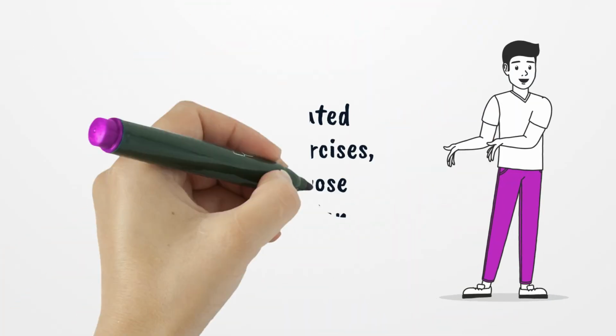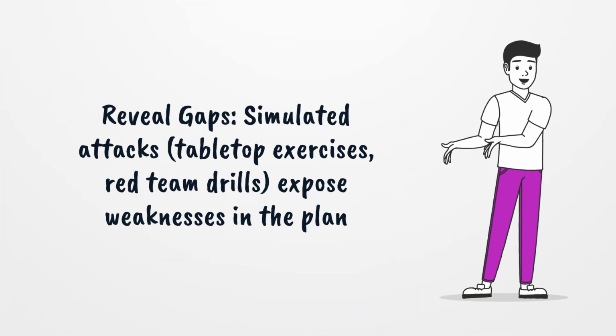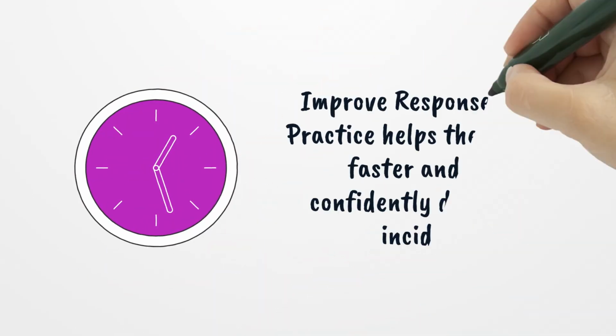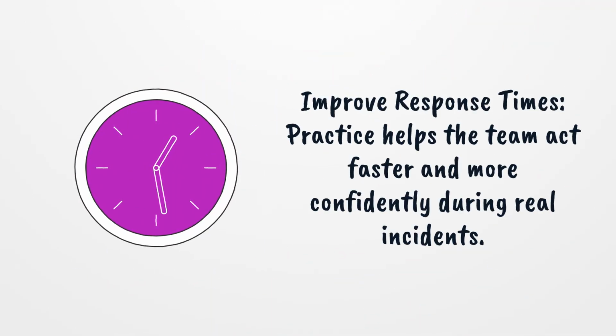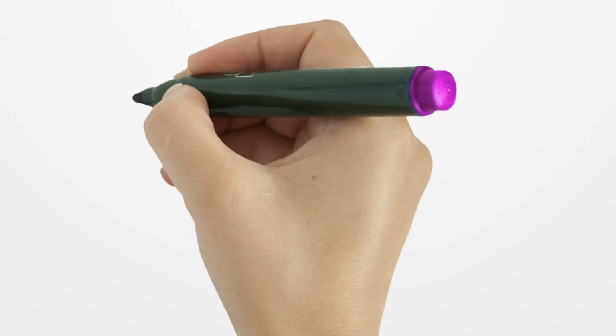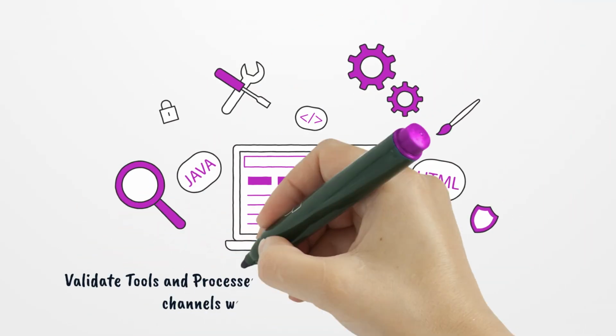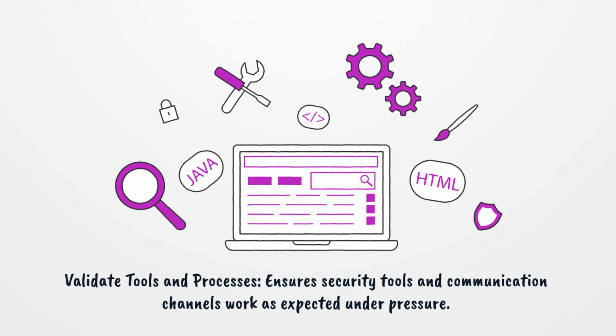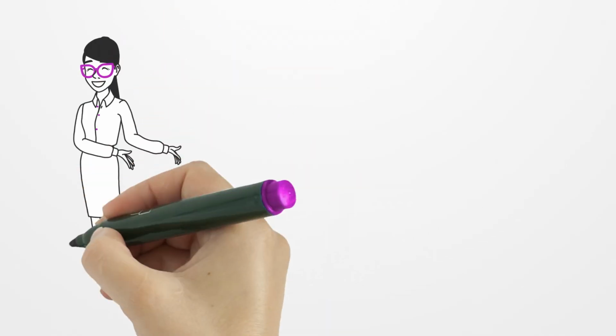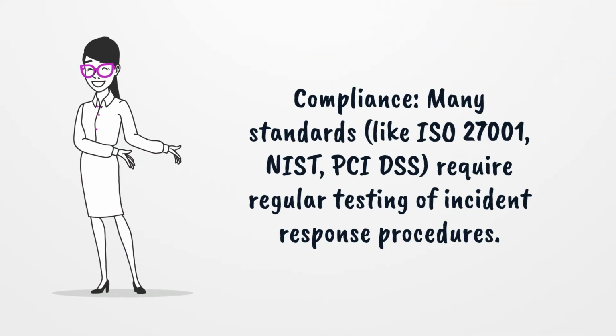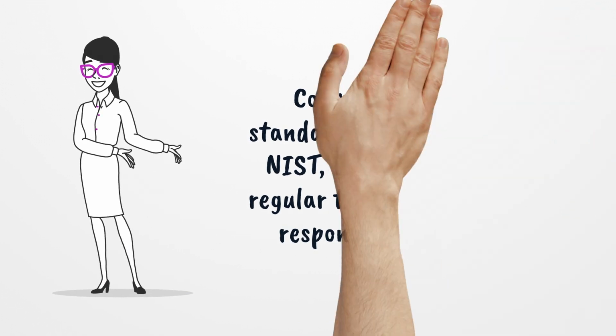Why testing is important. Reveal gaps. Simulated attacks, tabletop exercises, and red team drills expose weaknesses in the plan. Improve response times. Practice helps the team act faster and more confidently during real incidents. Validate tools and processes. This ensures security tools and communication channels work as expected under pressure. Compliance. Many standards, like ISO 27001, NIST, PCI DSS, require regular testing of incident response procedures.